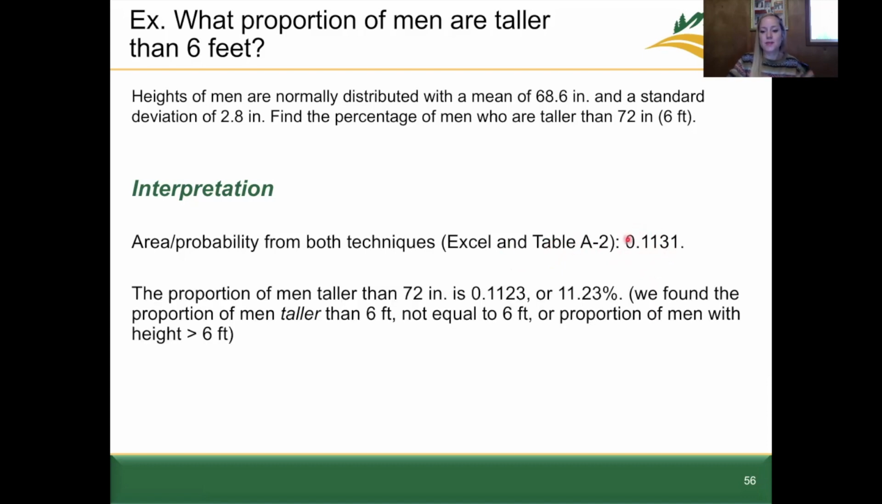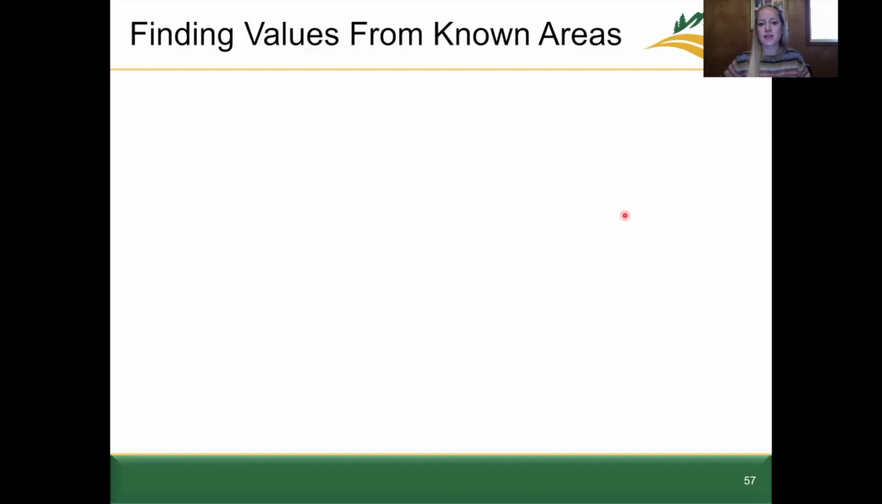To interpret what this probability value means, let's convert it into a percentage and then think about what that percentage value really means. So we found the proportion or probability of men taller than 6 feet is 0.1123. Converting that into a percentage, that's 11.23. We took this, we multiplied by 100. In other words, we found the proportion of men taller than 6 feet, not equal to 6 feet, but any height taller than 6 feet. So using the less than, greater than, or equal to notation, we found the proportion of men with a height greater than 6 feet.